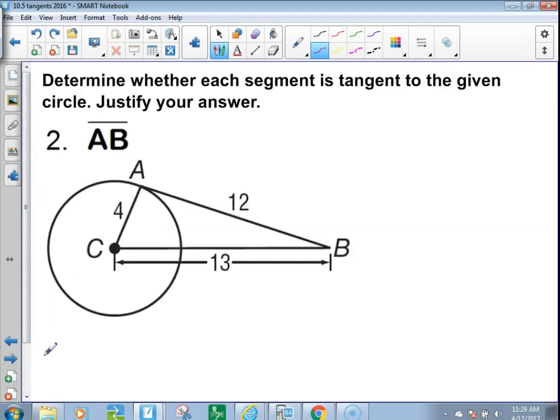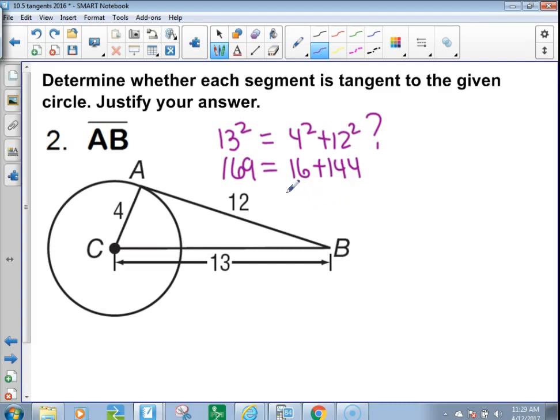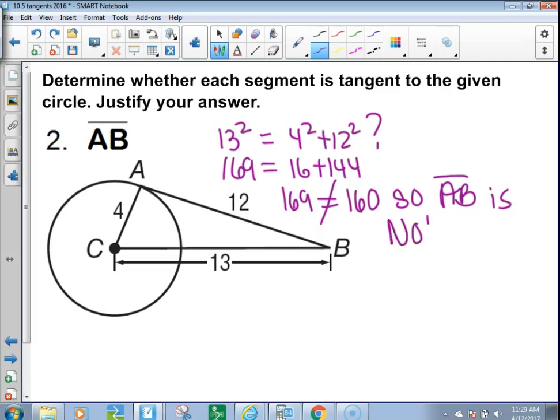All right, so look at number 2. It's asking the same question. Is AB tangent to the circle at point A? What would have to be true is this would have to be a right angle, which means this would need to be a right triangle. So is 13 squared equal to 4 squared plus 12 squared? Does that equal 16 plus 144? No, 169 does not equal 160. So AB is not tangent. We are using something we learned in another chapter about proving a right triangle to prove whether this was a tangent or not.